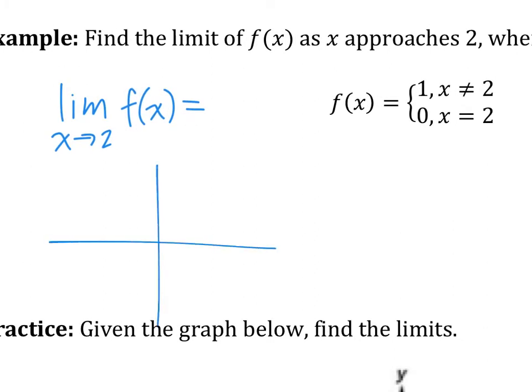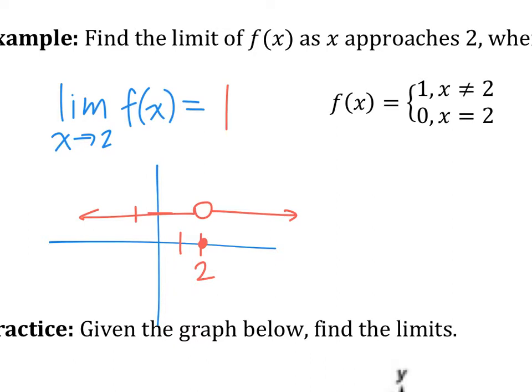So let's just graph it. It's basically saying when x is not 2, so 2 is the most important thing here, when it's not 2, the function is 1. So basically it looks like this. And then what happens at 2? At 2, it's 0. So what is the limit? 1. So how are we going to be able to actually do this without a graph?